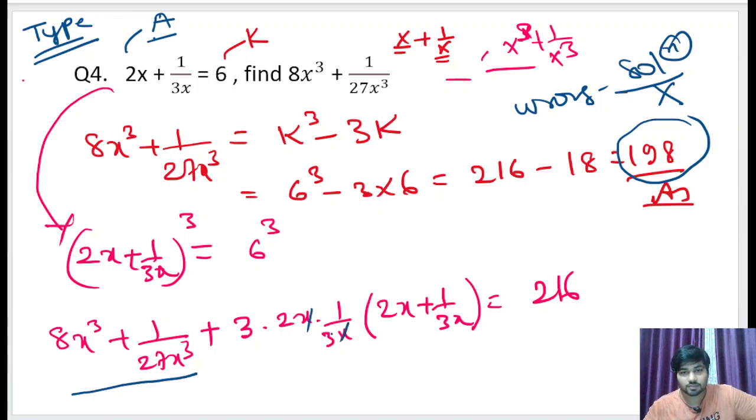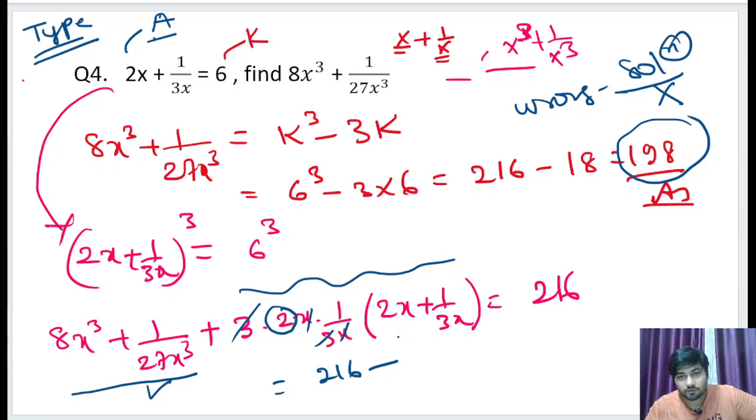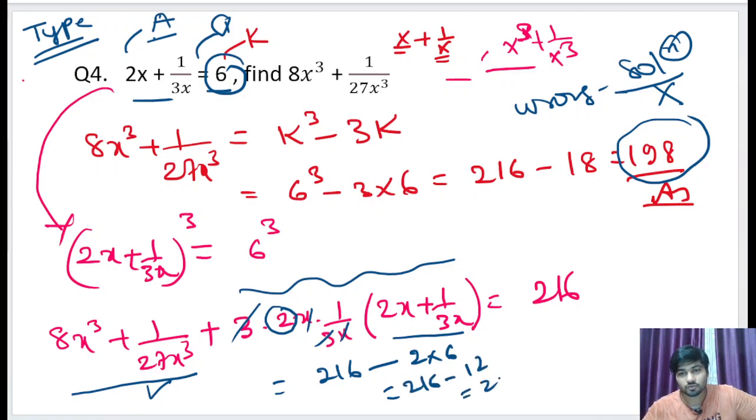This will get cancelled out, this will get cancelled out. I am not writing this. I am taking this entire value to the right hand side. So it will be 216 minus what is left here? 2. I have 2 left here. And the value of 2x plus 1 by 3x is nothing but 6. Can you see from the equation that is given to us? The value is 6. So I can replace this value. With a minus sign, it will be 2 into 6, which means 216 minus 12, which is 204.